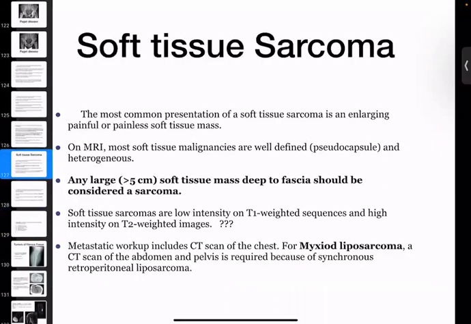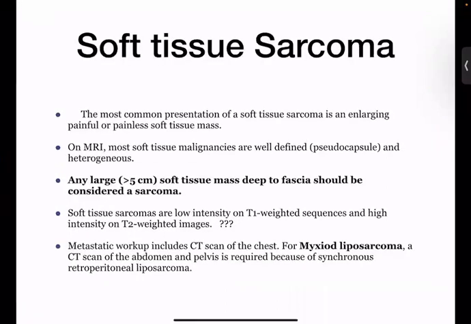Right. For metastatic workup for all soft tissue sarcomas, we usually include chest x-rays because this is what we're going to do for every visit for the patient, and CT chest and nuclear scans. But for some rare diseases like myxoid liposarcomas, we usually include CT chest, abdomen, and pelvis. Why? Because they can sometimes have atypical metastasis.